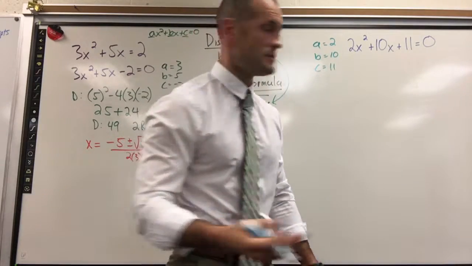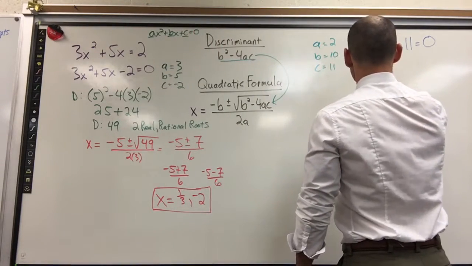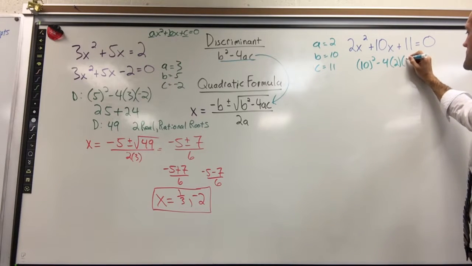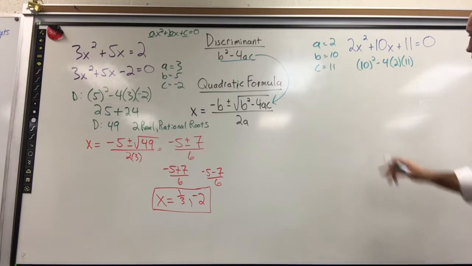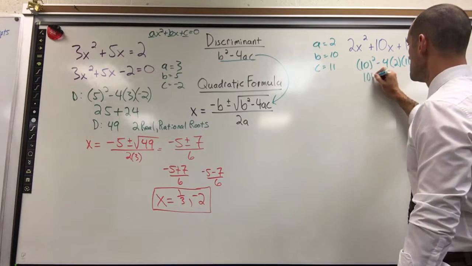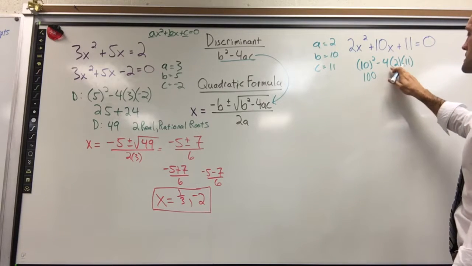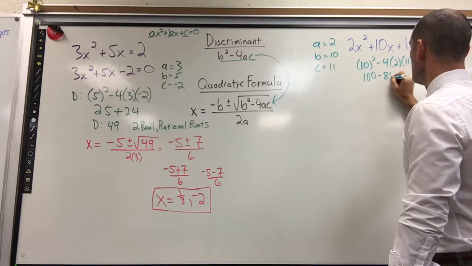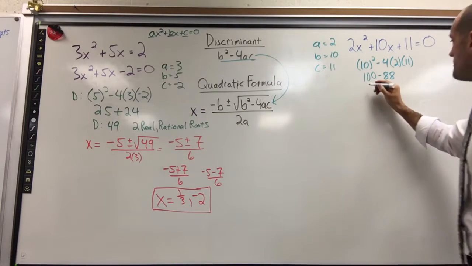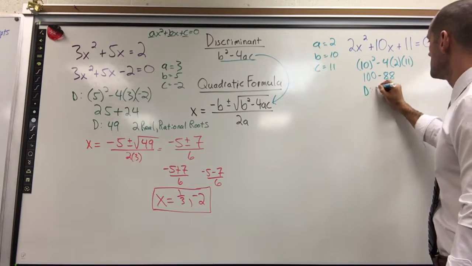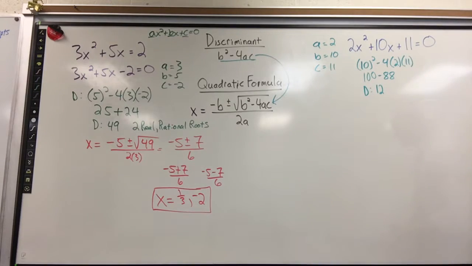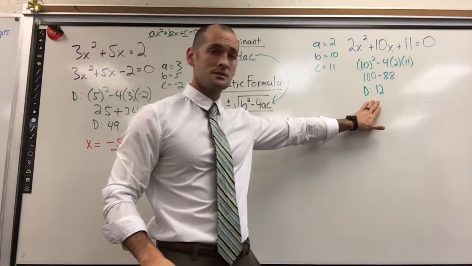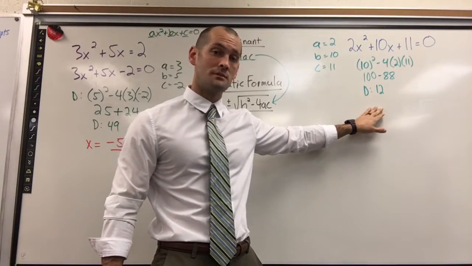All right, let's use the discriminant. B squared minus 4 times A times C. 10 squared, 100. Now, negative 4 times 2 is negative 8. Times 11, negative 88. My discriminant here is 12. Now, again, hopefully you have the chart out. It'll help you diagnose. That's not my answer. That tells me how many and what type of roots I'm going to have.